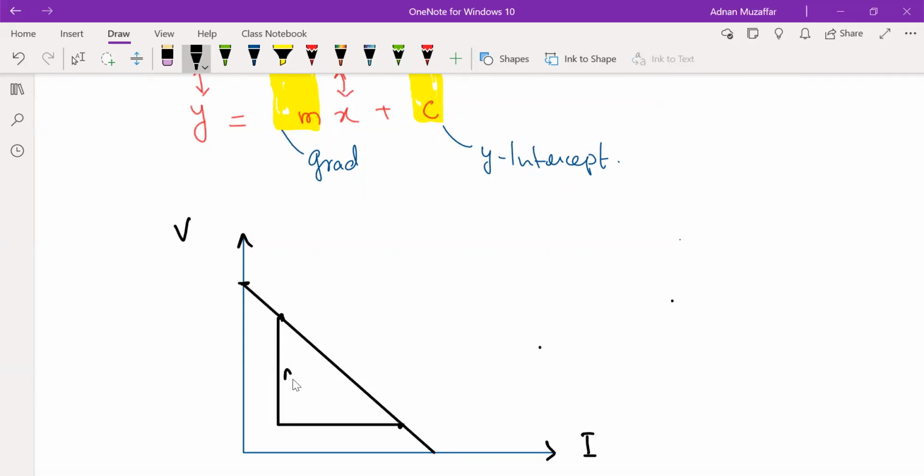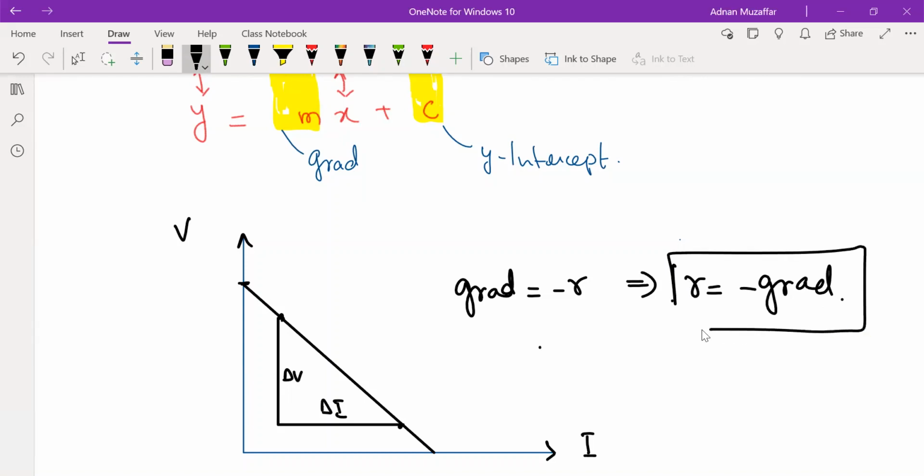So this will give you delta V, this will give you delta E. So the gradient of the graph is minus R. It means R is minus gradient. Can I write like this? So first calculate the gradient of the graph and then multiply it by the negative sign. So you will get the internal resistance of the cell.